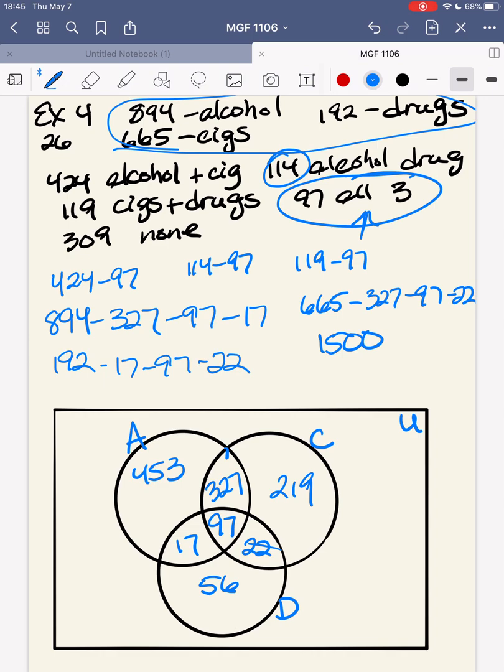All right, so if we have 1,500 people surveyed, how many people are in our universe? We really need to think about that. How many of the people surveyed did none of these things? We look at the numbers. Our universe, after we take 1,500 and subtract people that do everything, we end up with 309.